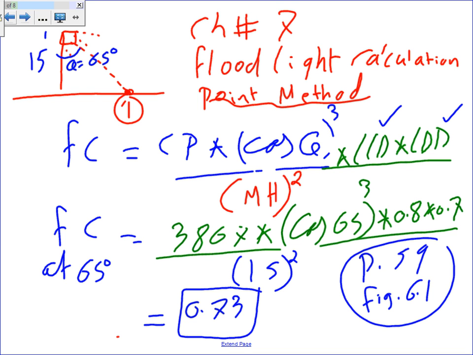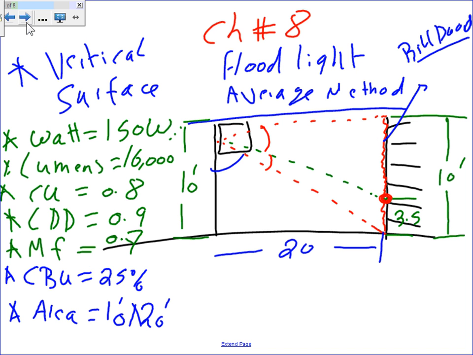This is really what chapter 7 is all about, using a floodlight exactly like we use any one of them. Any question? I have another example, I think, about vertical floodlight calculation. Chapter 8, guys, the same thing. Point method of floodlight calculation. We just went through that one. Curve utilization.